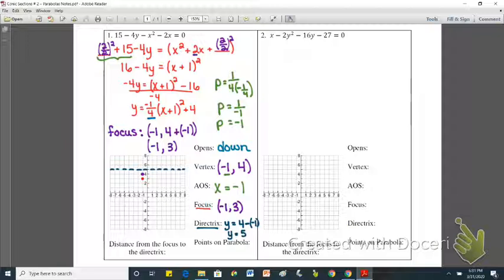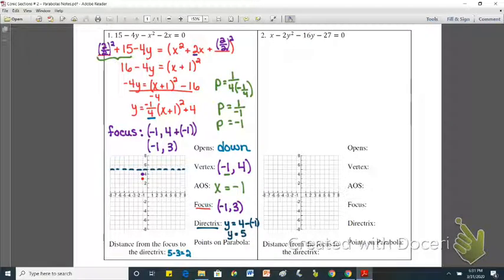So from here, I need 2 more points to make a parabola. I have my vertex. My focus is always going to be inside the opening. So what I want to figure out is how far is it from my red dot to my blue line? My distance between those is 2. So 5 minus 3 is 2.